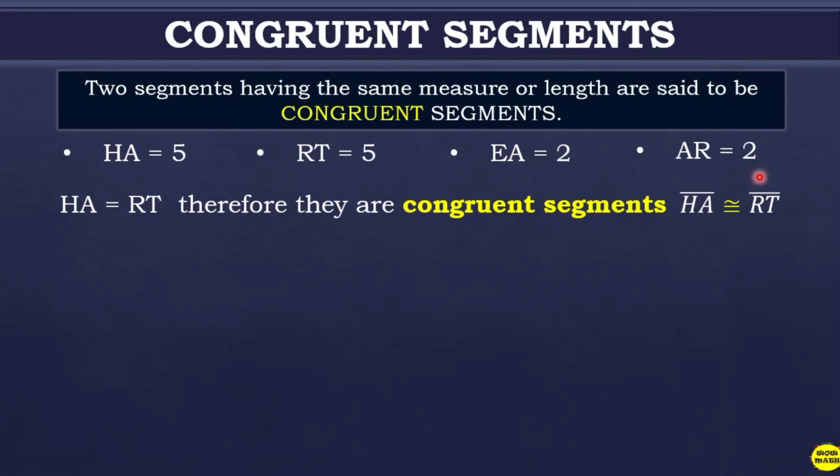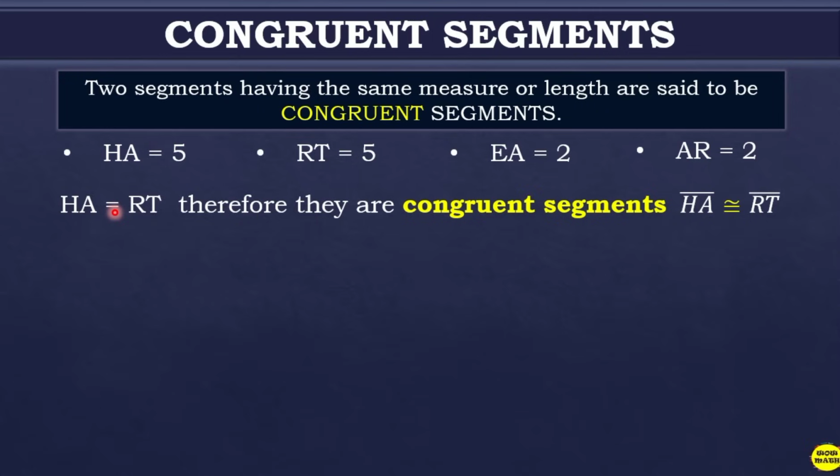So paano mo sasabihin equal sila? So dapat pareho sila ng measure. Paano mo sasabihin congruent sila? So, dapat maipakita mo muna na equal sila ng measures. Kasi para masabi natin congruent segments, they must have the same measure.